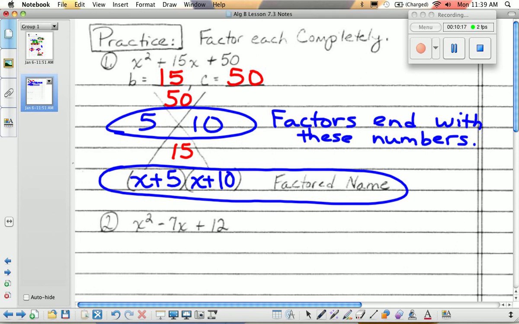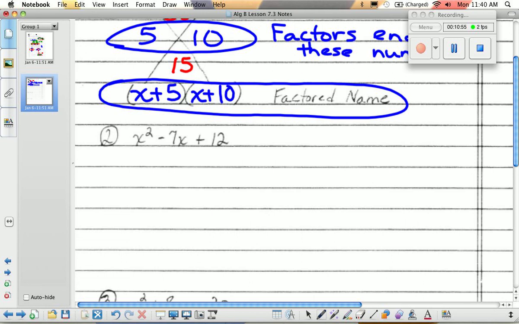If we FOIL that back out, if we FOIL x plus 5 times x plus 10, what should we get? Without doing it, you guys, what should we get? Yeah, we should get x squared plus 15x plus 50. So again, if you wanted to check to see if you had good factors, you would FOIL them back out and see if you get back to what you actually started with. Okay? Any questions on that one before we move on?